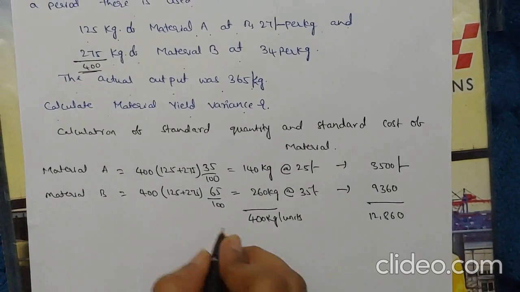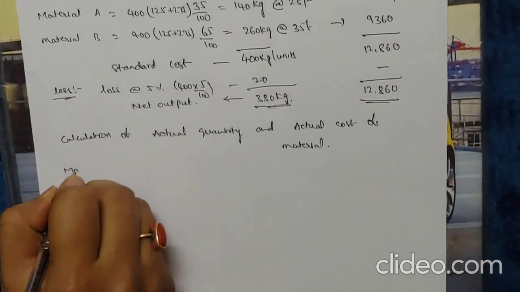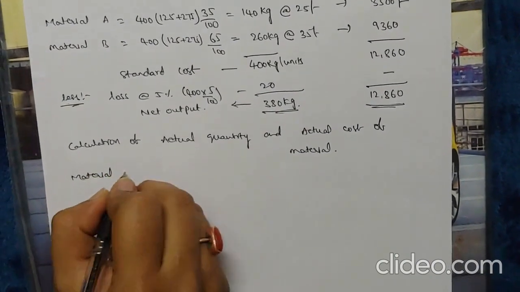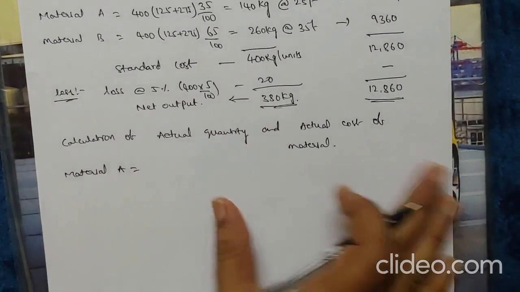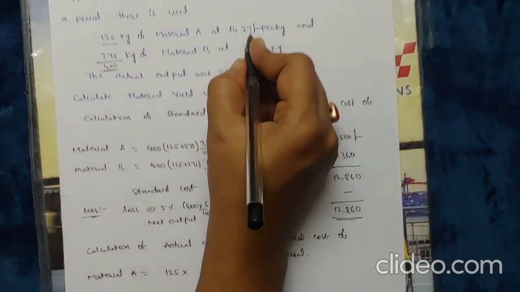Less loss at the rate of 5%. 400 into 5 divided by 100 equal to 20. So 380 kgs. There is no amount change, 12,860. This 380 units is net output.